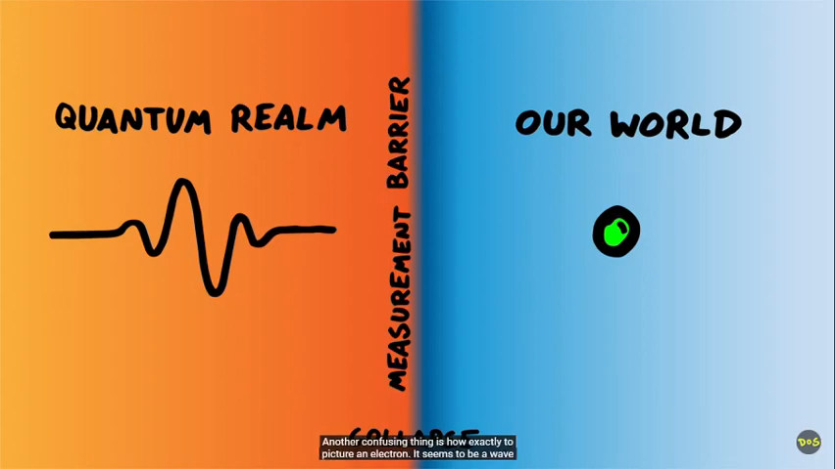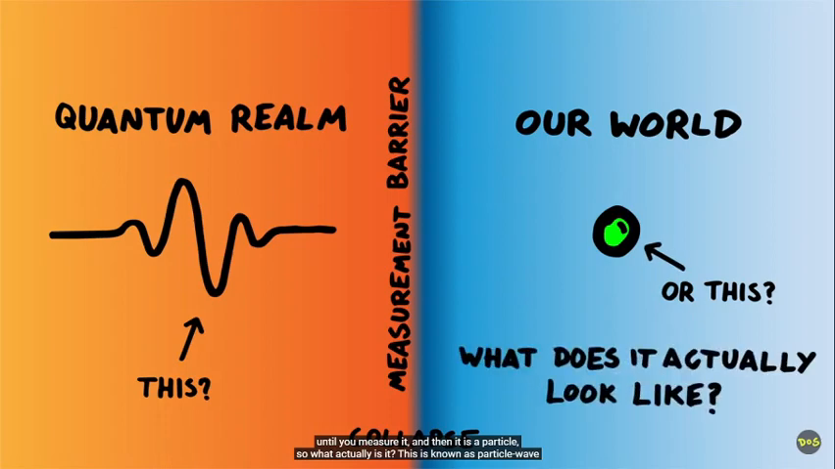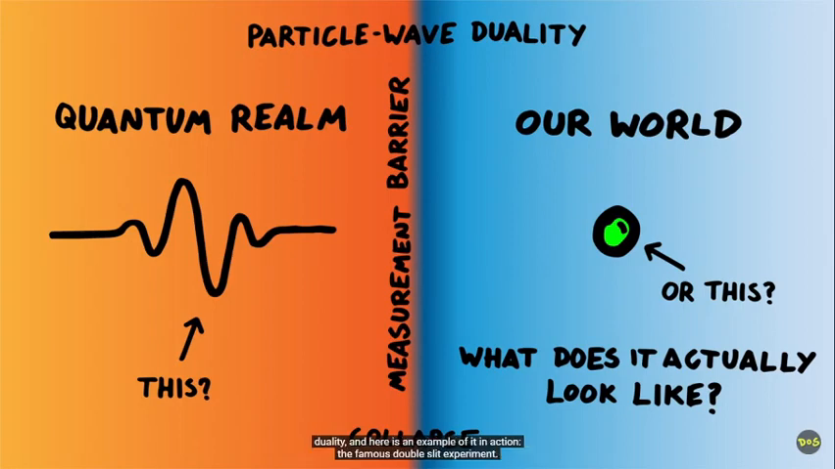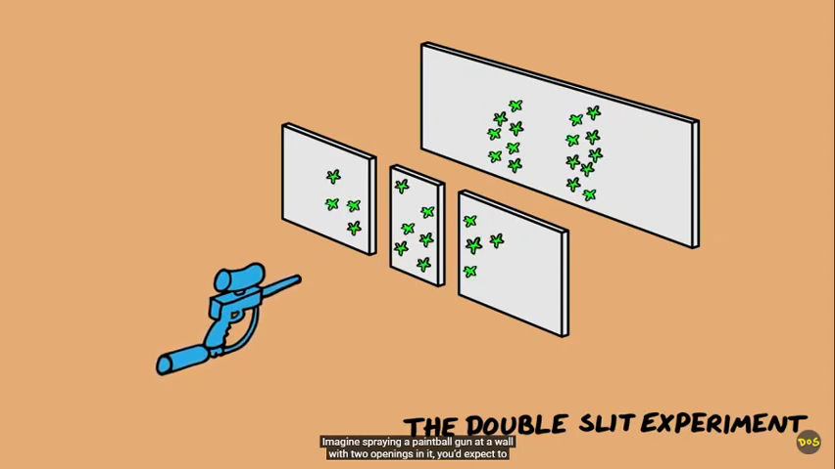Another confusing thing is how exactly to picture an electron. It seems to be a wave until you measure it, and then it's a particle. So what actually is it? This is known as particle-wave duality, and here's an example of it in action, the famous double-slit experiment. Imagine spraying a paintball gun at a wall with two openings in it. You'd expect to see two columns of paint go through and hit the wall behind.